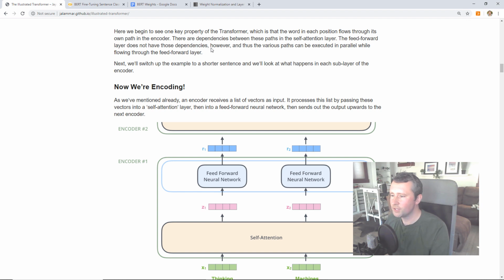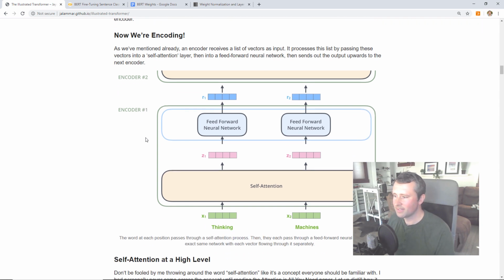I think in Jay's wording here, he says the feed-forward layer does not have those dependencies, and thus the various paths can be executed in parallel while flowing through the feed-forward layer. It doesn't look to me like there are dependencies within the self-attention layer that would prohibit encoding all of the words simultaneously, but we'll have to figure that out as we keep going here.